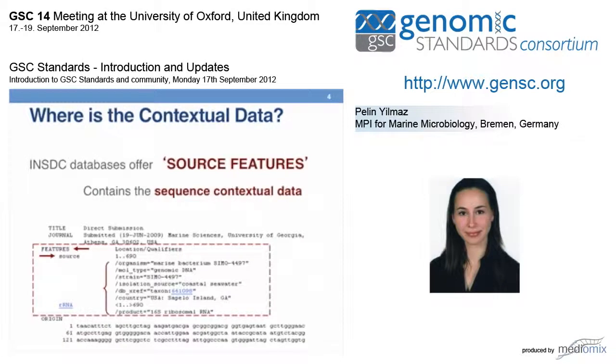However, there is a problem with this contextual metadata. These are supposed to be in the source features, generally in the source features of INSDC databases. And this is supposed to contain the environmental metadata, the experimental metadata, and so on. But in this example, this is actually a good one because we know that this is a marine bacterium and it's a genomic DNA. And we have a strain and isolation source information.